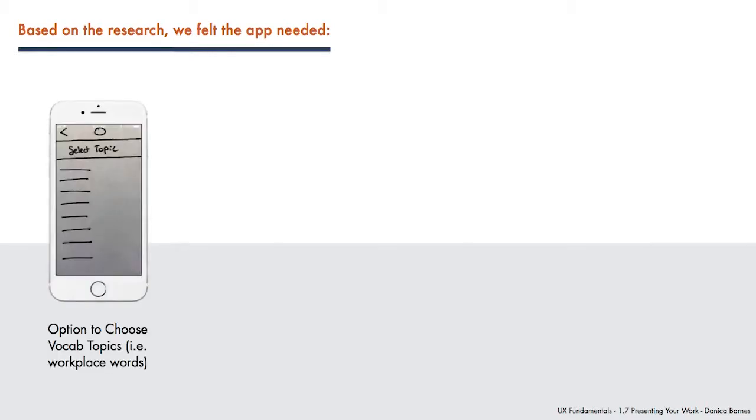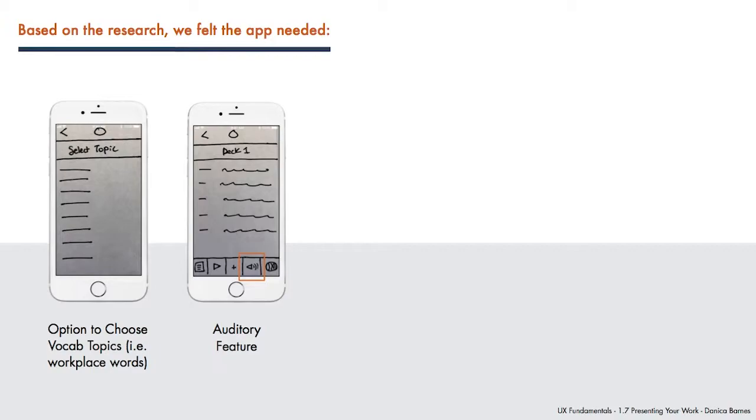Based on our research, meaning the competitive analysis and our user interviews, we felt that the app should give users the option to choose the vocab topics that they study, and so that would be, in the case of our persona Jennifer, the ability to study workplace words.